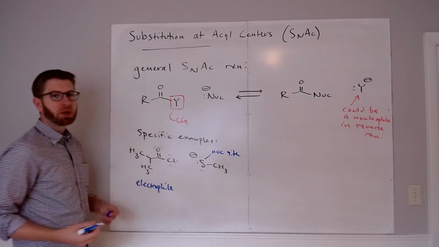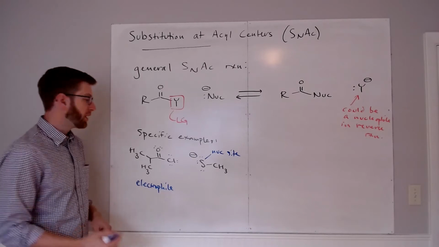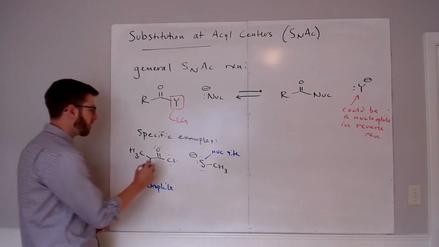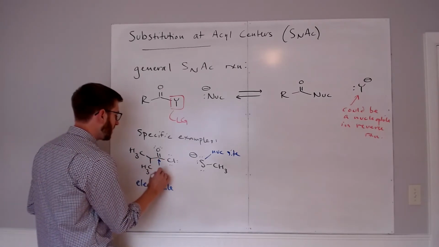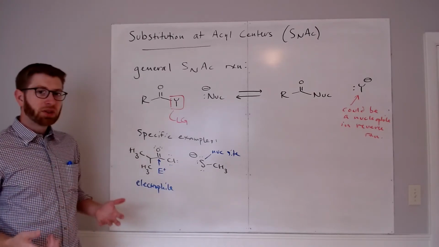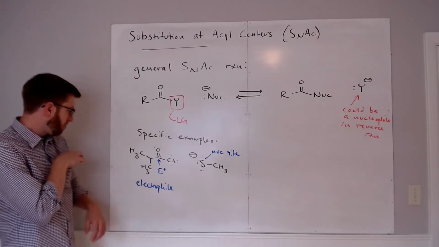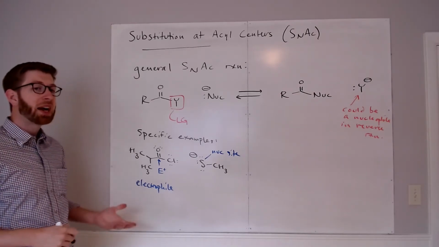It's always going to be the case in a SNAc reaction that you're going to have an electrophile that is a carbonyl, and specifically the carbon of the carbonyl. So I'll label that E+ for my electrophilic site. What's left for me to do is to identify a leaving group. So I'm going to figure that out by noticing that the leaving group will always be attached to the electrophilic site.